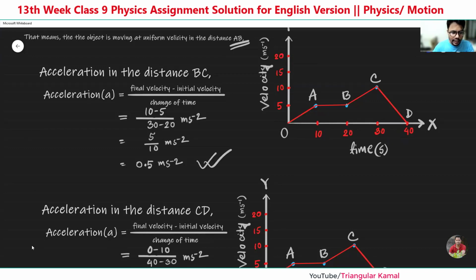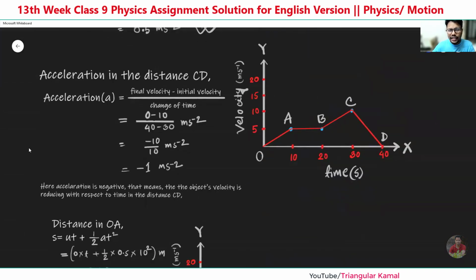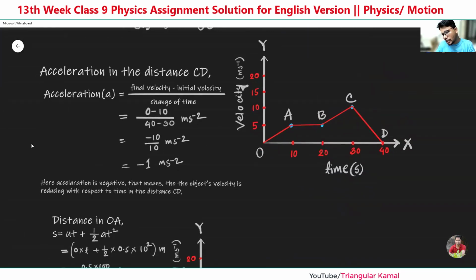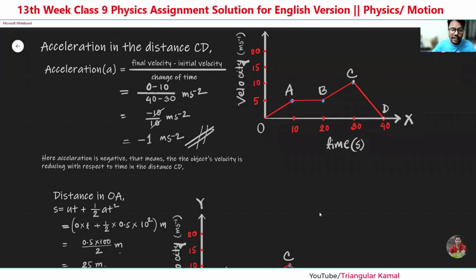Now the next part, C to D. From C to D, the graph is going downward. The initial point is C and the ending point is D. At the initial point, the velocity is 10. At the ending point, the velocity is 0. So the final velocity is 0 and the initial velocity is 10. The change of time is 30 to 40, that means 10 seconds. So 0 minus 10 gives a negative value, divided by 10, we get minus 1. Negative acceleration means deceleration. The speed is gradually decreasing here, and that's why the acceleration is negative. You can write it as deceleration or negative acceleration.